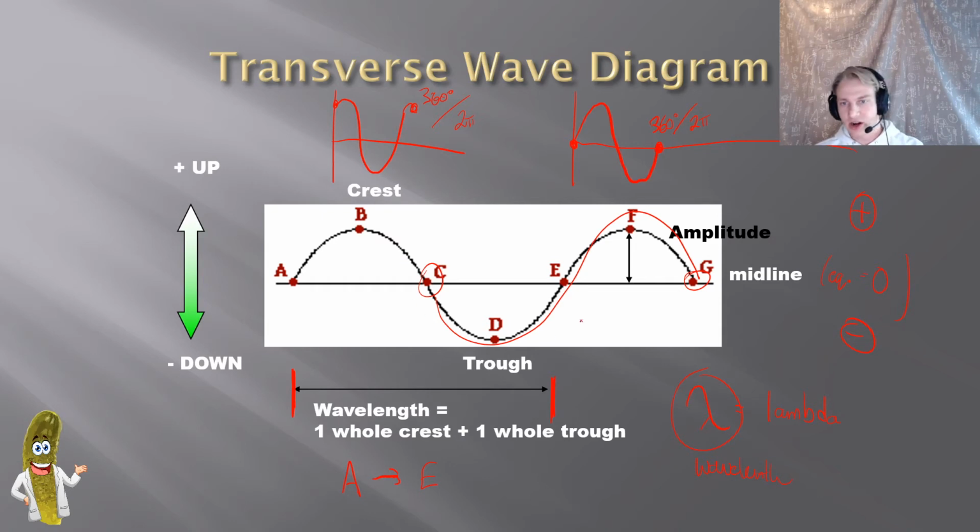Again, the C and the G, they both look the exact same in terms of where the arrow was coming from and where it's now traveling.